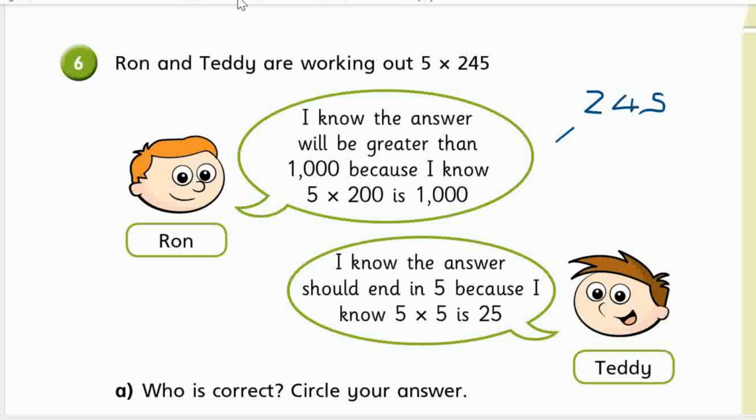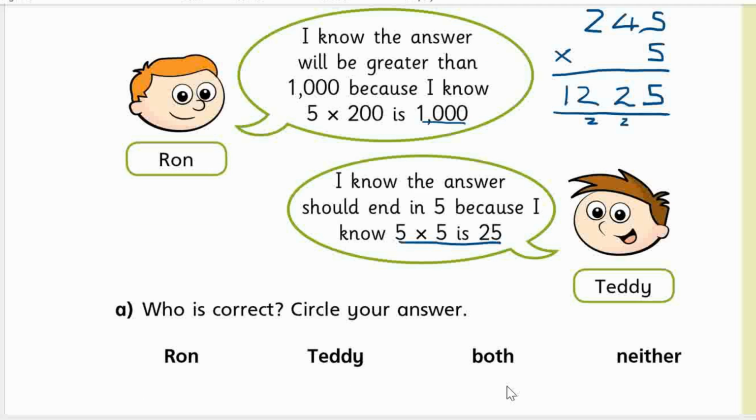245 times 5. So here, this looks like Teddy might be correct with what he says because we're going to do 5 times 5. That's why he says 5 times 5. What is the answer? 5 times 5 is 25. So he is correct. He said it would end in a 5, and we're starting with a 5. What is 4 times 5? 20 plus the 2 gives you 22. Okay, so what is 5 times 2? 10 plus the 2 gives you 12. Okay, so we can see that it is more than 1,000, and it does also end in a 5. So Ron and Teddy are both correct.